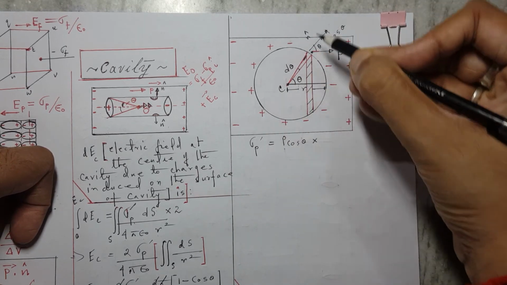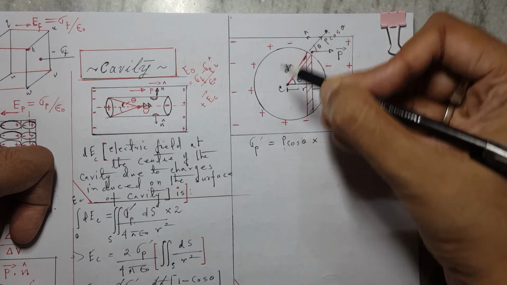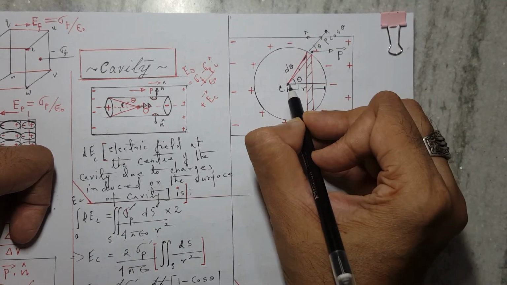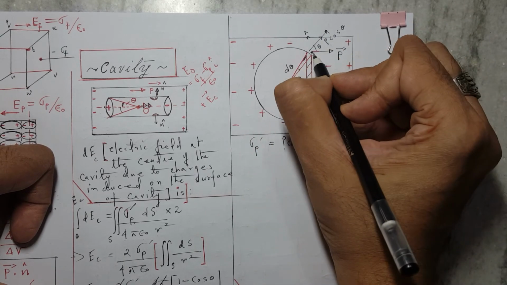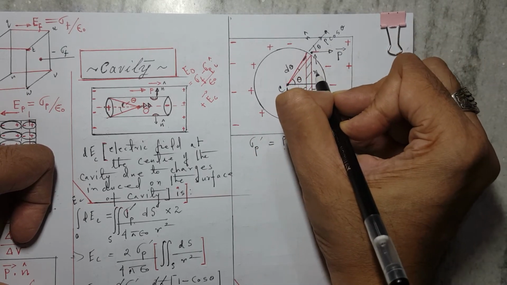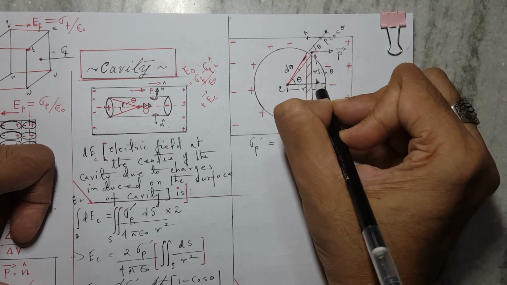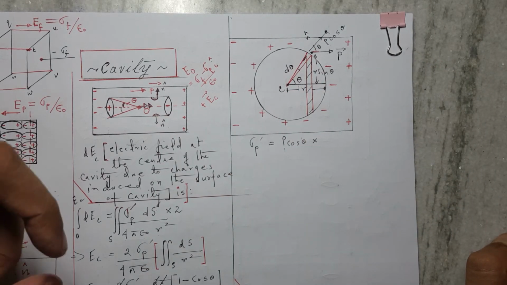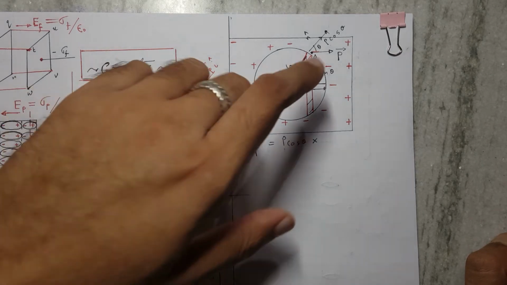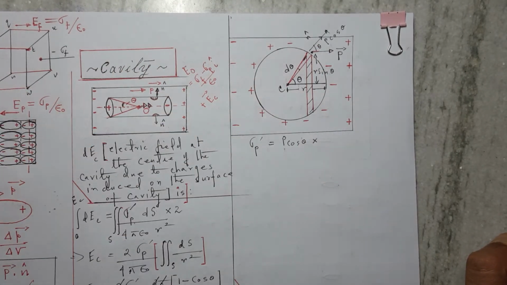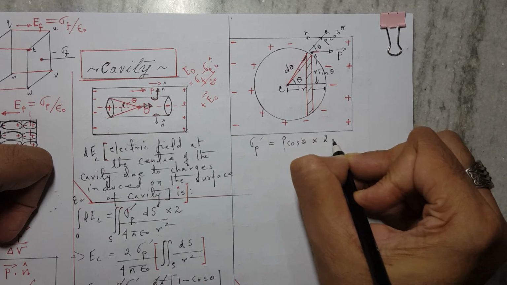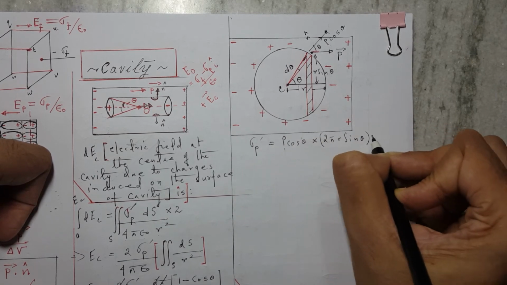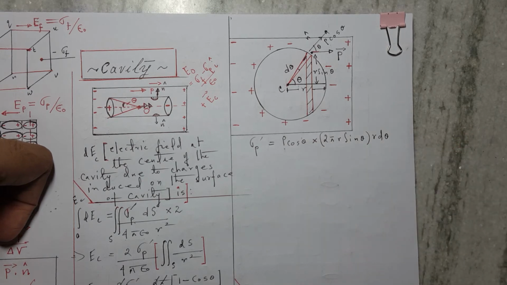multiplied by the area of this ring. So what is the area of this ring? If this is R, this is theta, so this will be R cos theta and this is R sin theta. Very clearly this is R sin theta. So this ring has a radius R sin theta, so its circumference is 2 pi R sin theta, and its thickness is definitely R d theta. So its area will be 2 pi R sin theta into R d theta.